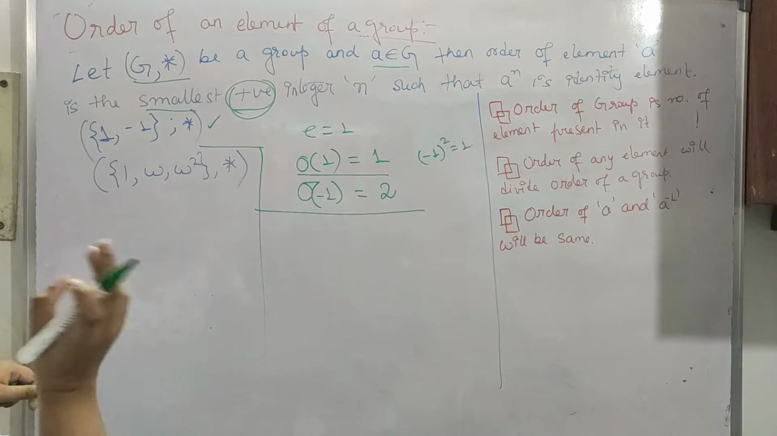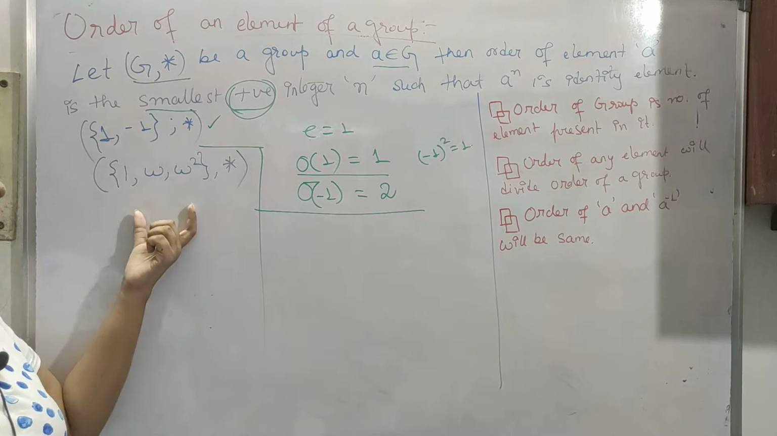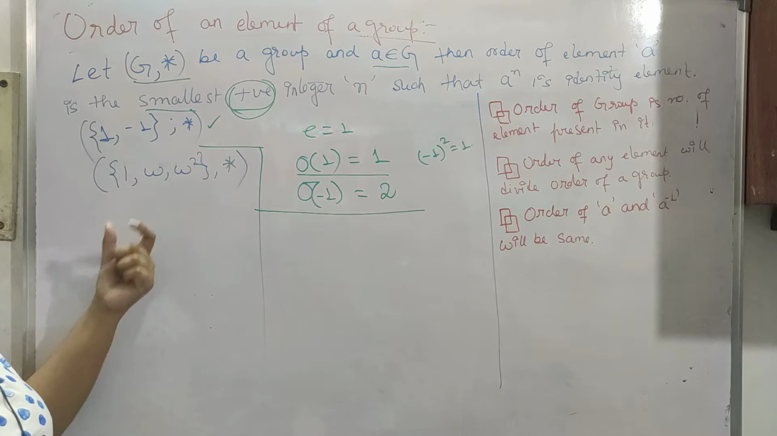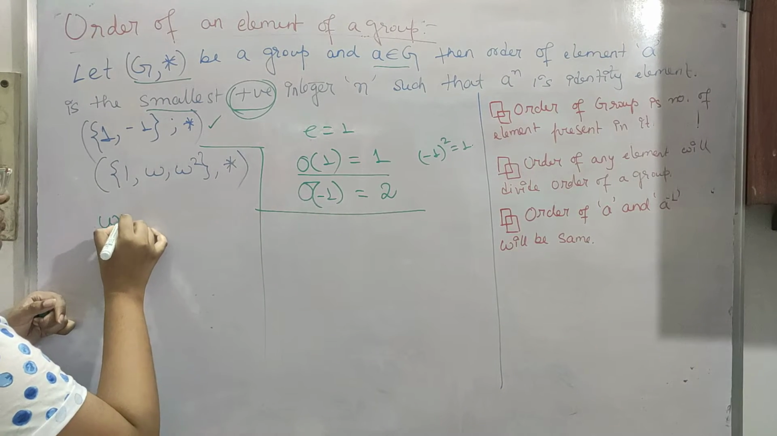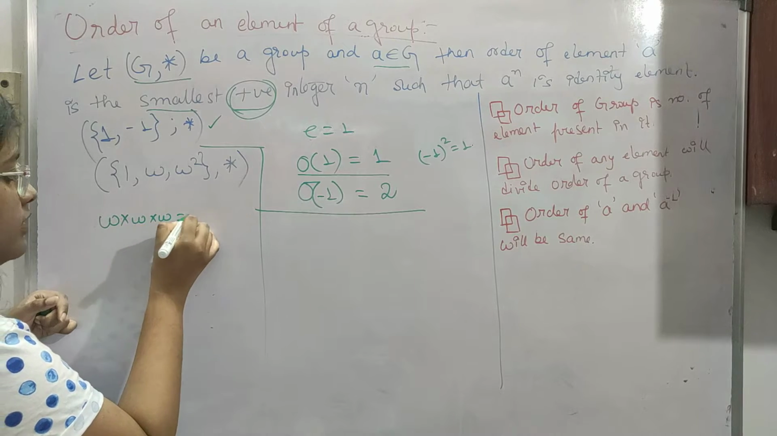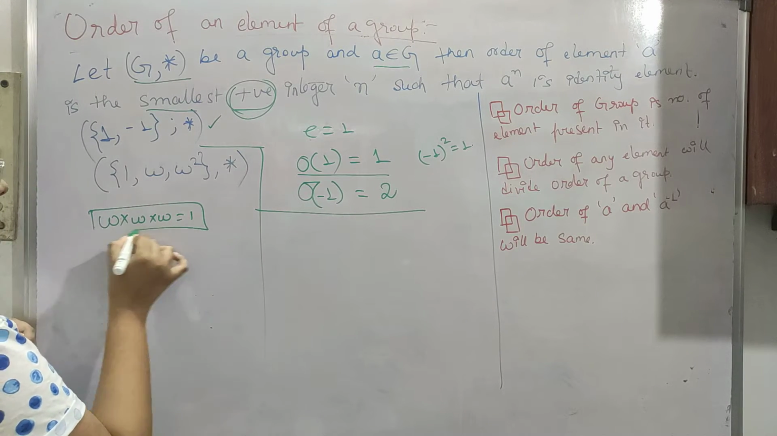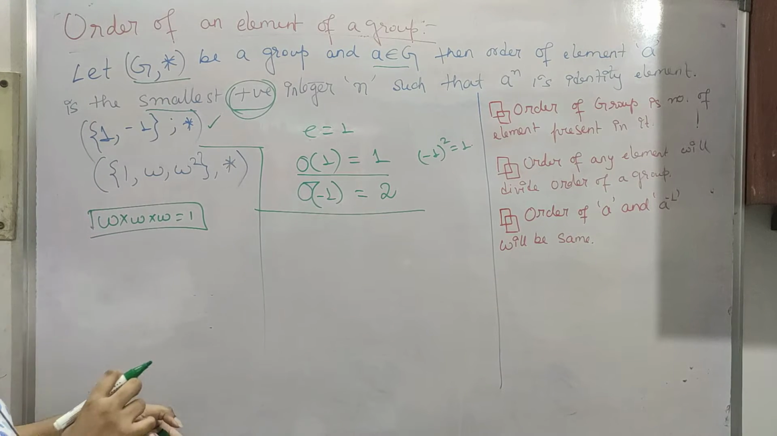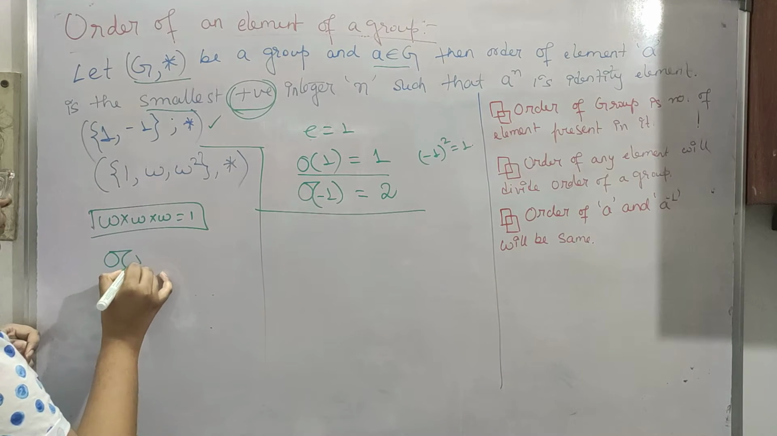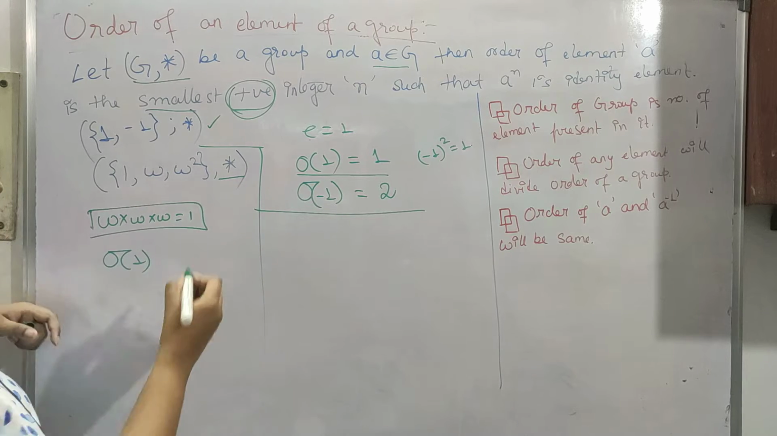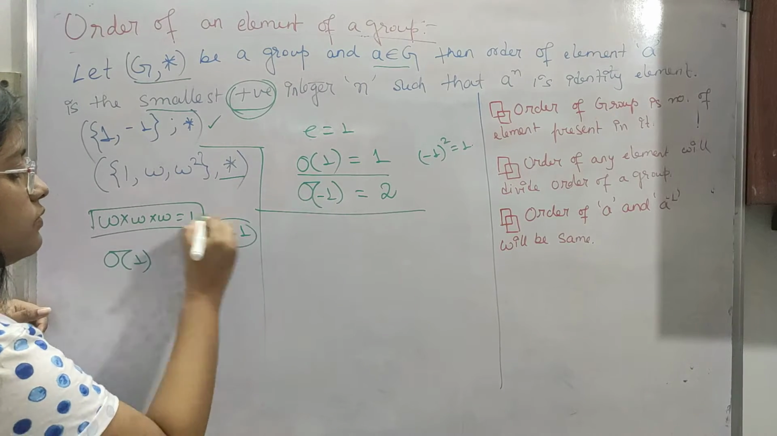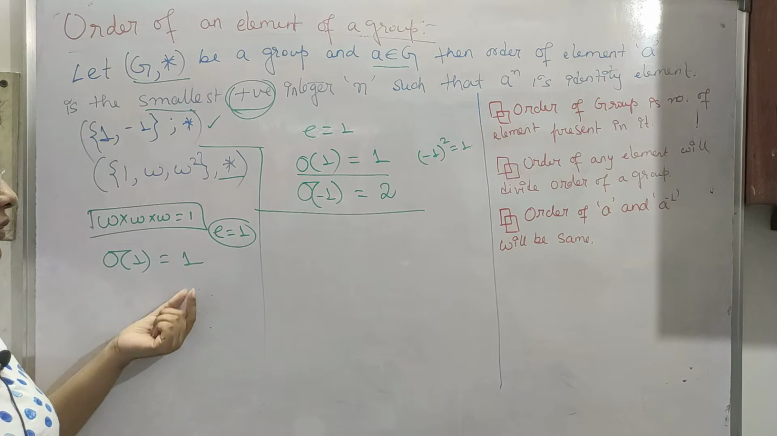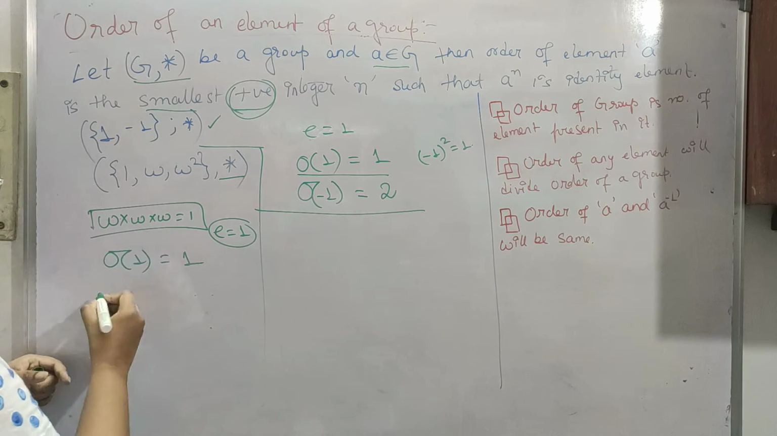Next, see this: {1, omega, omega square}. We have used this in 12th standard, so I will just give you a brief. Omega into omega into omega is 1. We have done this basically in 12th standard. Now the order of 1: again it is multiplication, so our identity element is 1 only. The order of 1 is 1, since 1 is given and the identity element is 1.